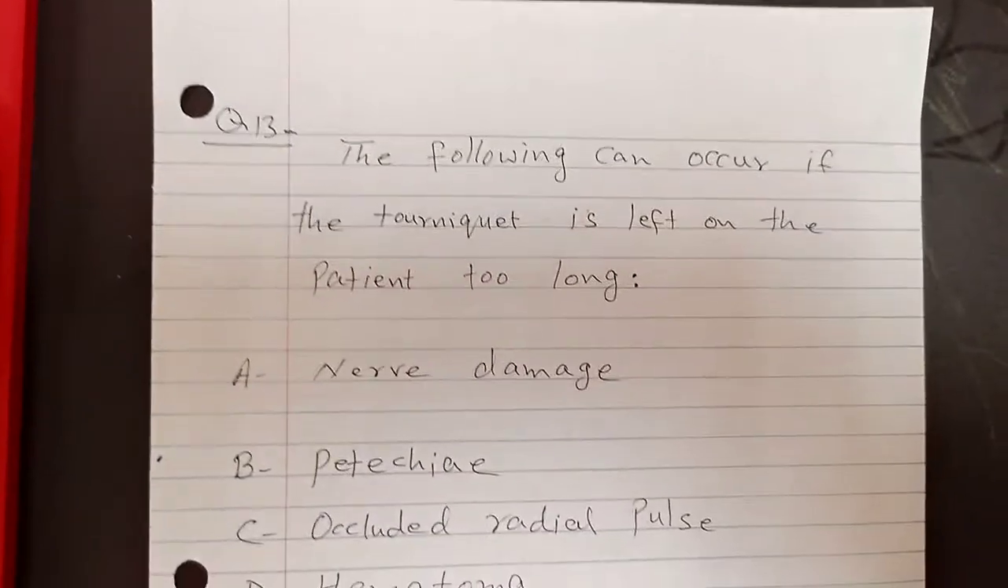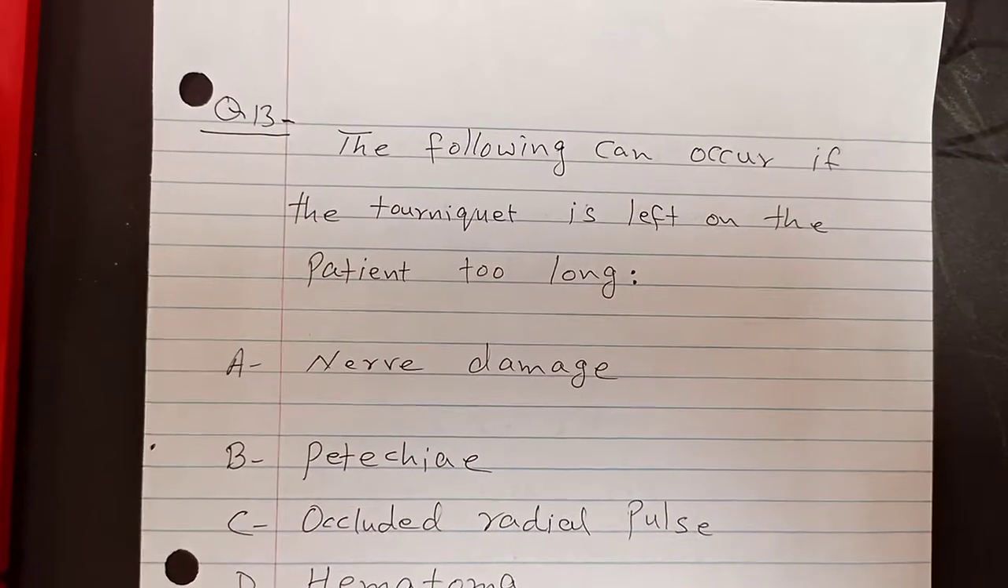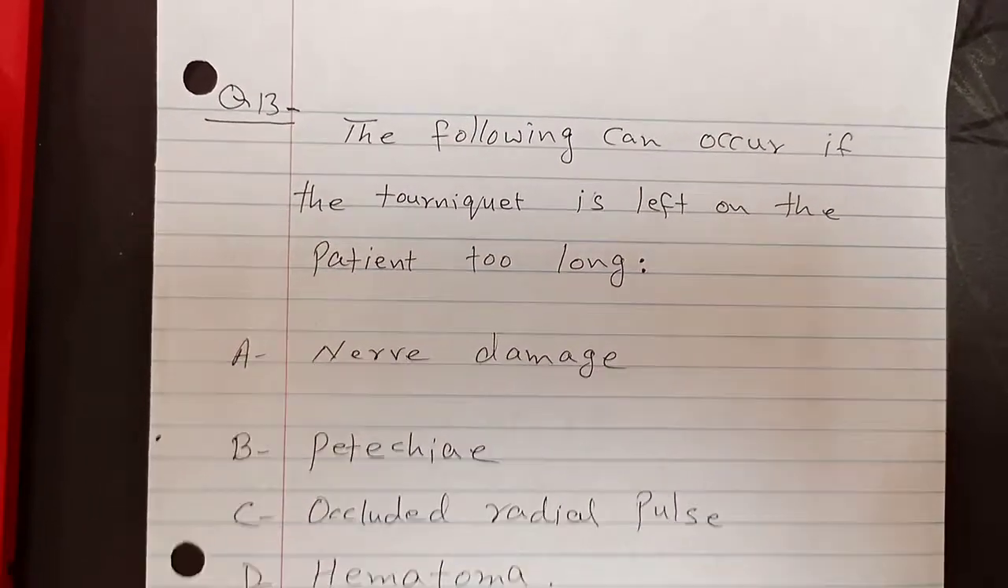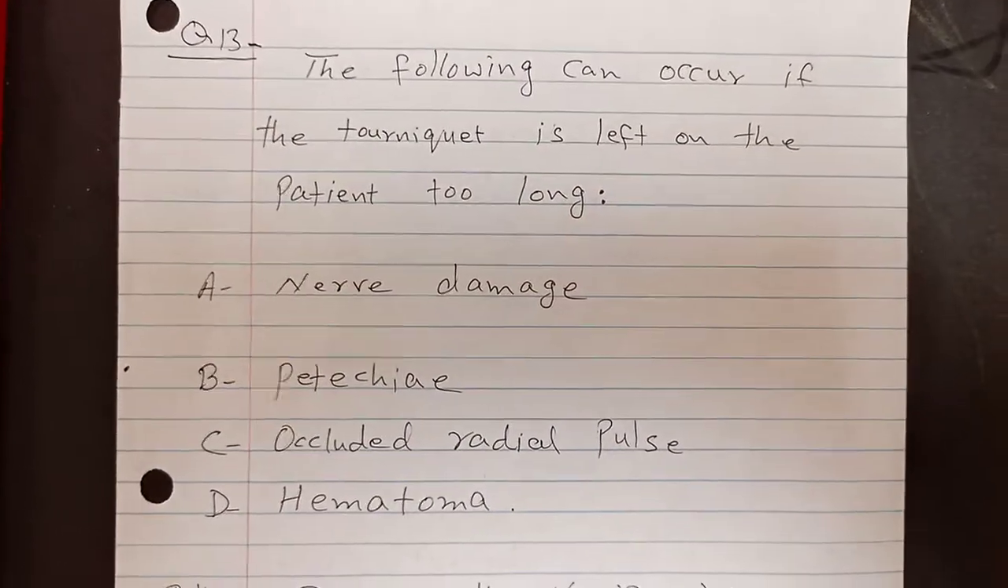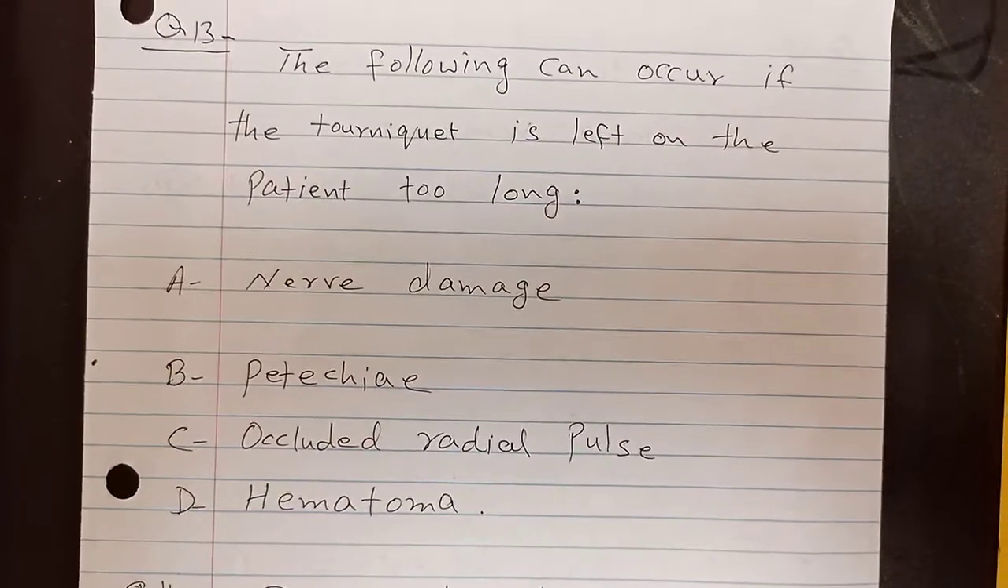The following can occur if the tourniquet is left on the patient too long: nerve damage. Options: petechiae, occluded radial artery, hematoma. The answer is B, petechiae.